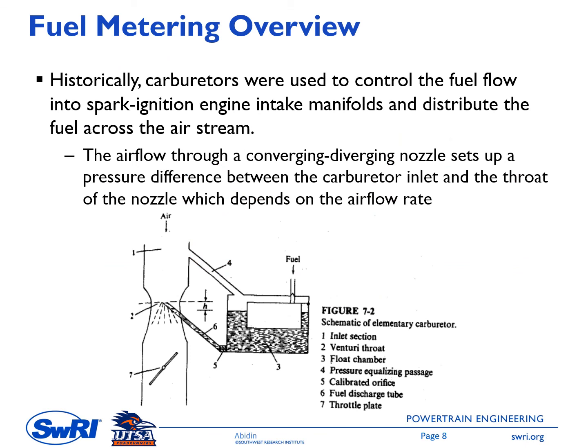Next topic, the fuel metering overview. Historically, carburetors were used to control the fuel flow into the spark ignition intake manifold and distribute the fuel across the airstream. I think you can still see a carburetor in your lawn mower, and some old engines still use one, but in modern vehicle engines the carburetor is not used anymore.